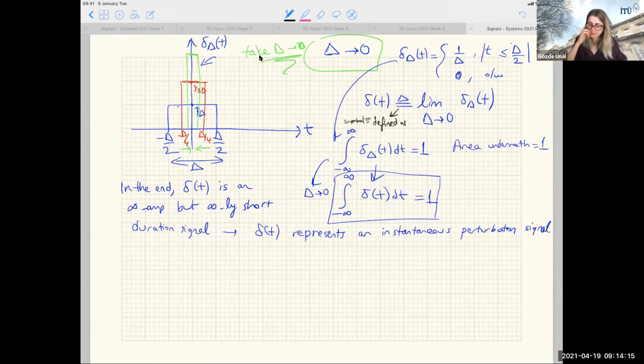So now delta of t, we can still say actually, delta of t has two properties.